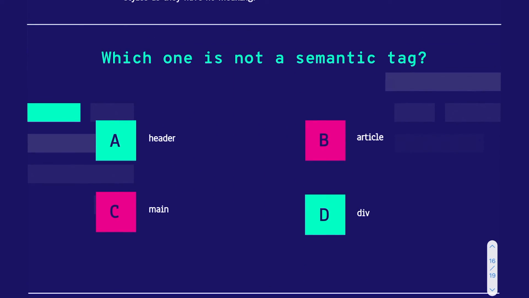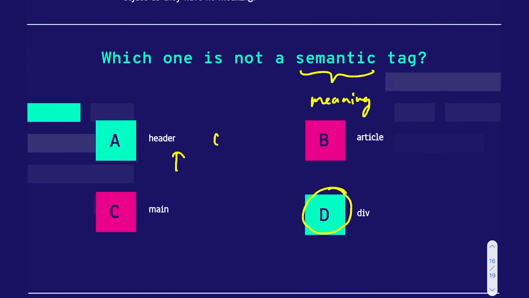All right, next question. Which one is not a semantic tag? A, header, B, article, C, main, or D, div? The correct answer is D. And so when I see the word semantic, what this means to me is that it gives meaning, right? And another way you can think of this question is sort of like, which of these words actually have real English meanings to them, right?